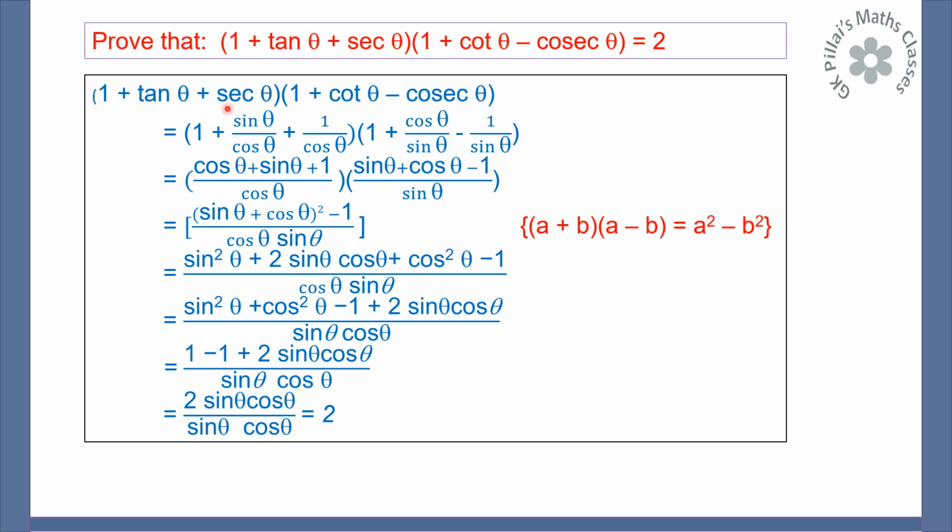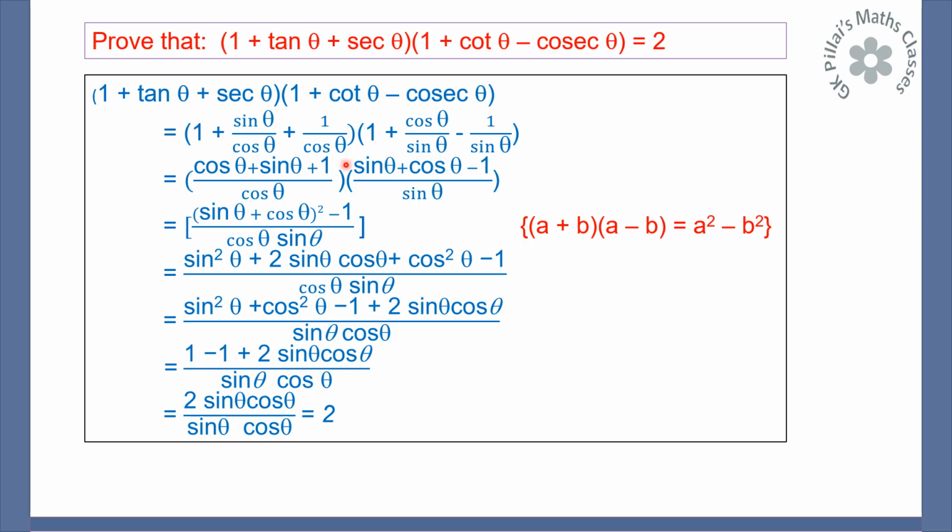Let us take the LHS. Here, instead of tan theta, we will write sin upon cos. Sec theta, we will write 1 upon cos theta. Here, cot theta as cos theta by sin theta, and cosec theta 1 upon sin theta. Take the LCM cos theta. This will become cos theta plus sin theta plus 1, and here again sin theta as the LCM. This will become sin theta plus cos theta minus 1. Now consider this one as A and this one as B.